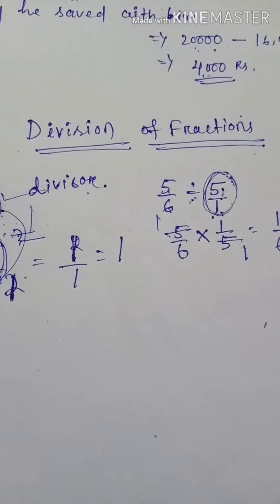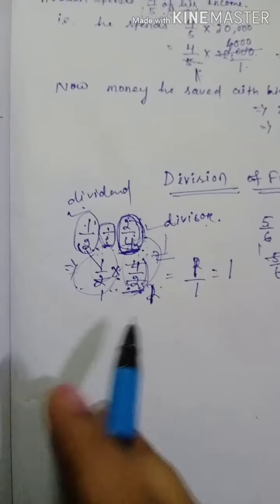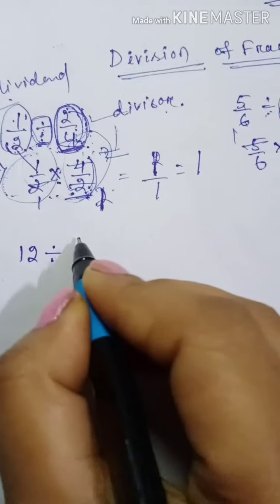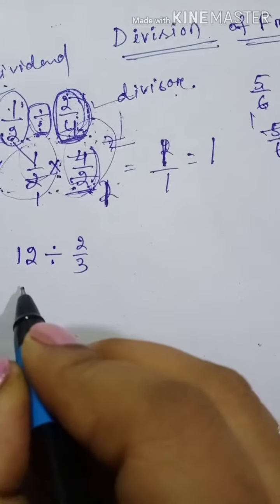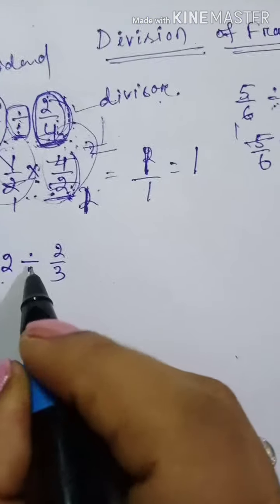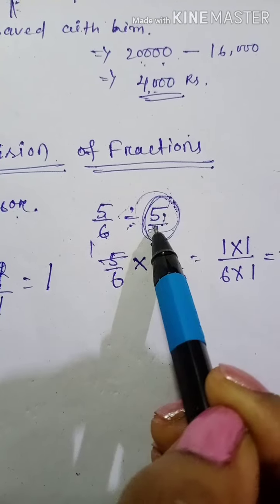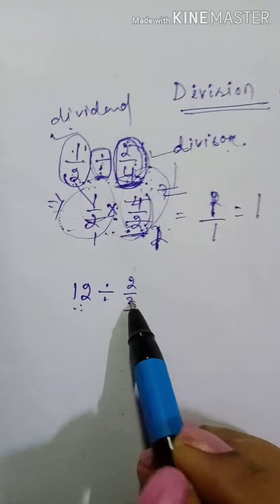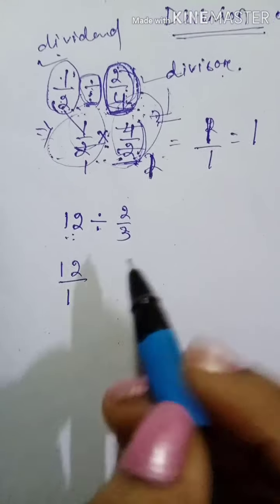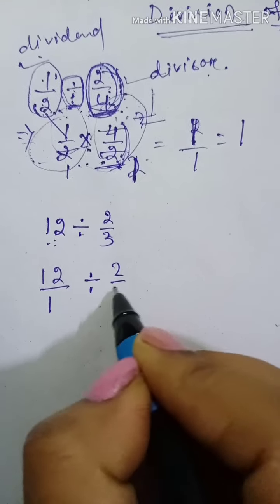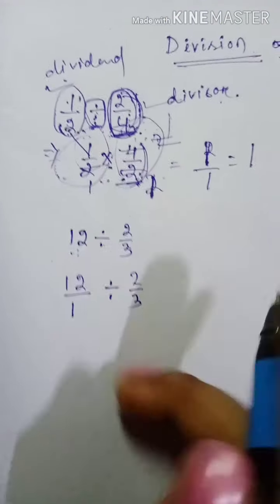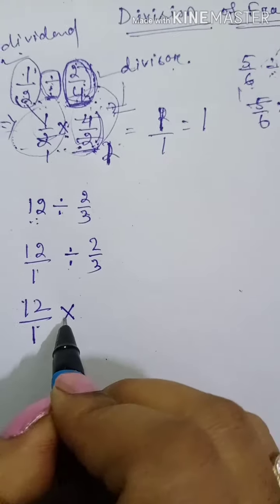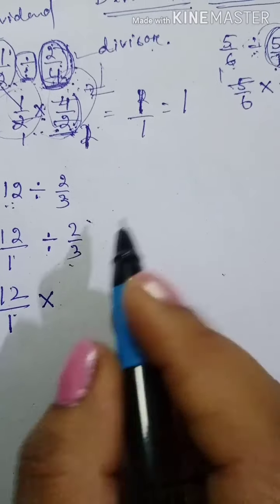Plus we have to do some other examples. So see here, I am giving another example. Like this, 12 divided by 2 by 3 is a question. So see, 12 means what? Here in this case, 5 by 6 was divided by 5 only, but here 12 is divided by 2 by 3. What does this mean? 12 means 12 by 1 divided by 2 by 3. Clear? This is the meaning of the question. 12 by 1 is the first fraction as it is, then division changes into multiplication, then we have to write the reciprocal of 2 by 3.